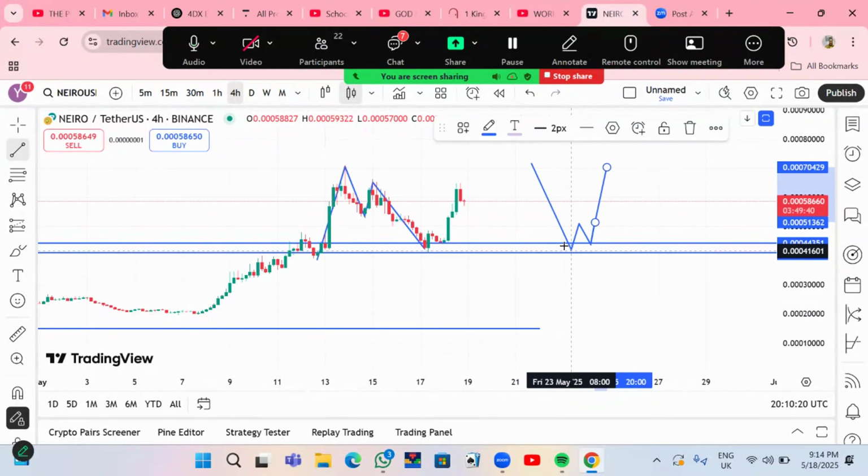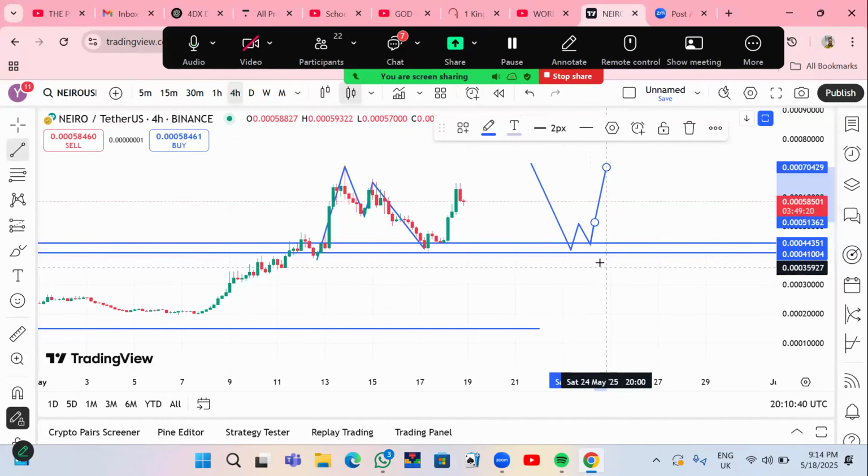So this is 1, 2, 3. Your entry point is either at 3 or above 2. But the safest place to enter is above 2. Why? Because if you enter at 3, what if price keeps going down? It will take you out.